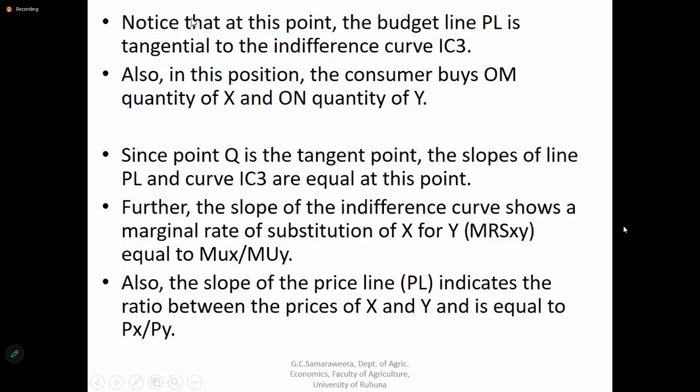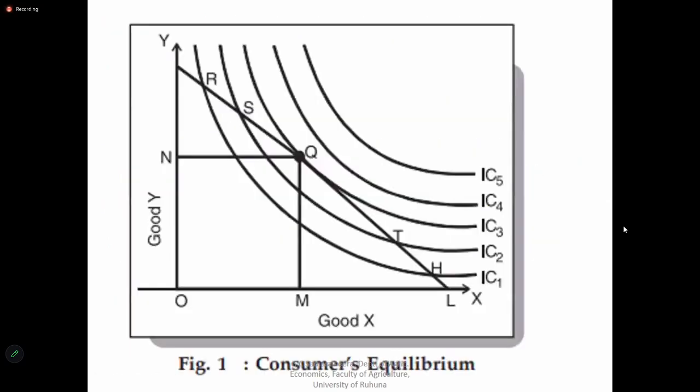So the same explanation, notice that at that point, the budget line PLEC is tangent to the indifference curve IC3. So here it explains like this. You can read the things, I'll explain what is there. Let's say here at the point Q, you can see clearly how much of good Y and how much of good X is being purchased.